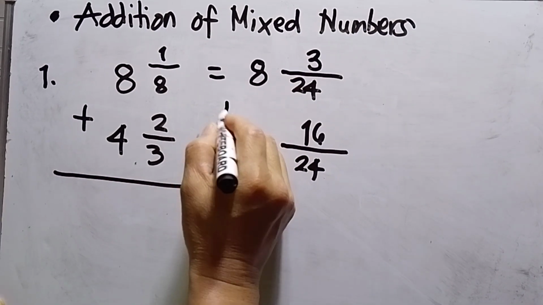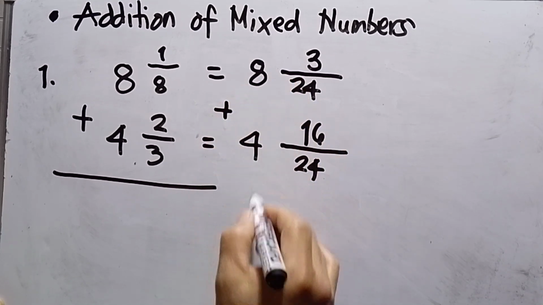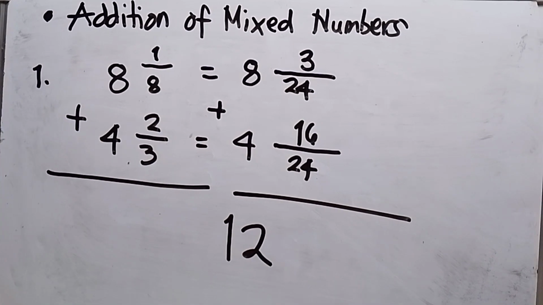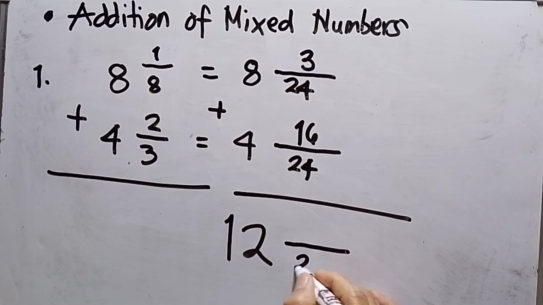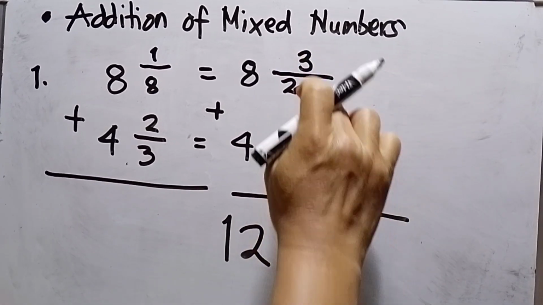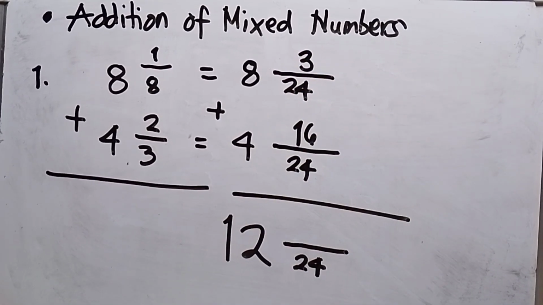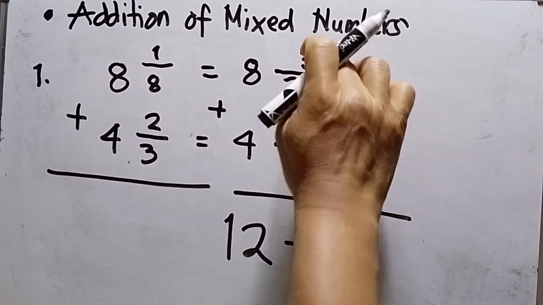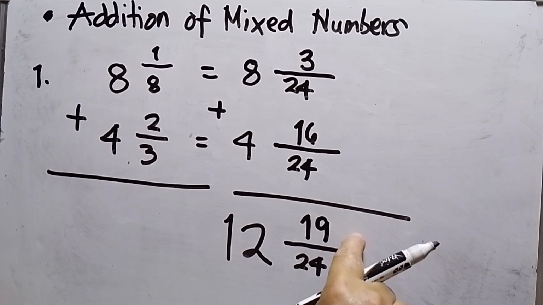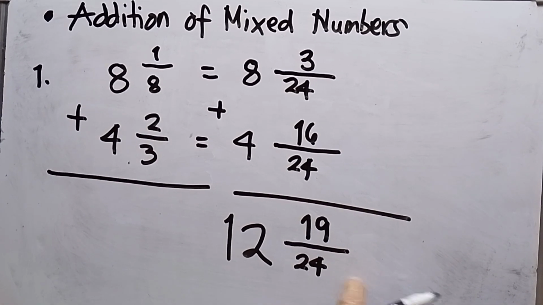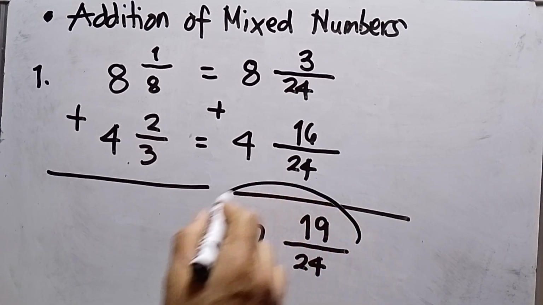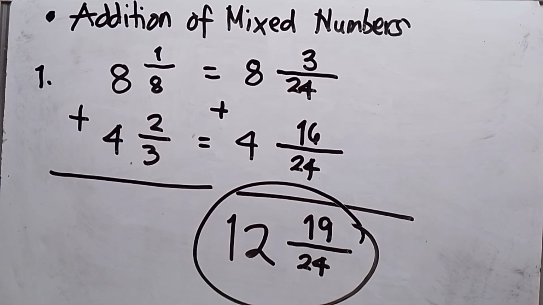And then this will be summed up. 8 plus 4 is 12. And then this will be 24. That's the time we can add this one because our denominators are the same. So 3 plus 16 or 16 plus 3 is 19. So take note, 19 is an odd number while my denominator 24 is an even number. So this is now the final answer for number 1.